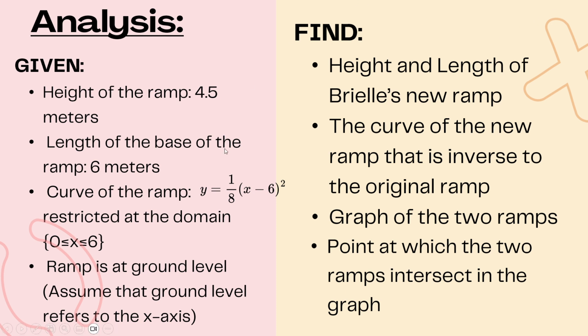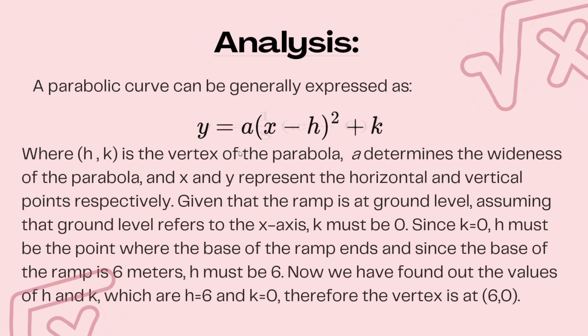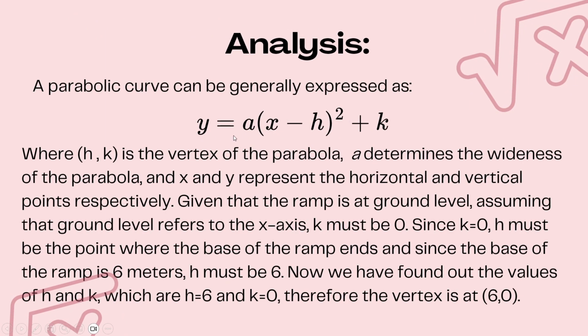But first, how did we derive that y equals 1 over 8 times (x minus 6) squared is the curve? Generally, a parabola can be expressed as y equals a times (x minus h) squared plus k, where (h, k) is the vertex of the parabola and a determines the wideness of the parabola. And x and y represent the horizontal and vertical points respectively. Given that the ramp is at ground level, assuming that ground level refers to the x-axis, k must be 0 because k determines the height of the vertex.